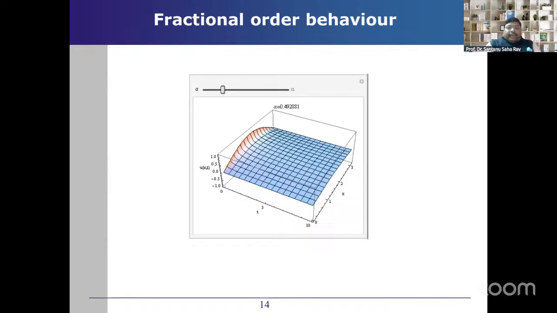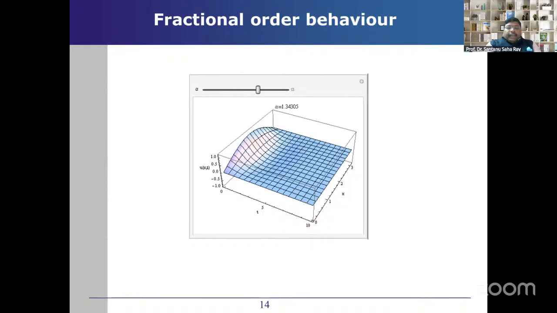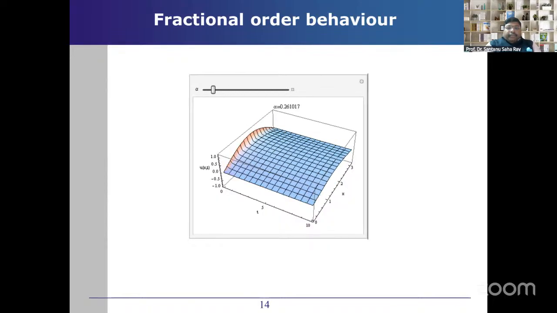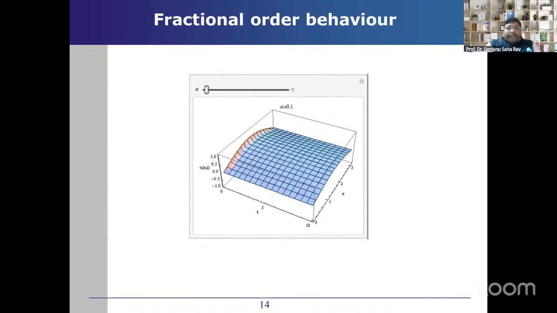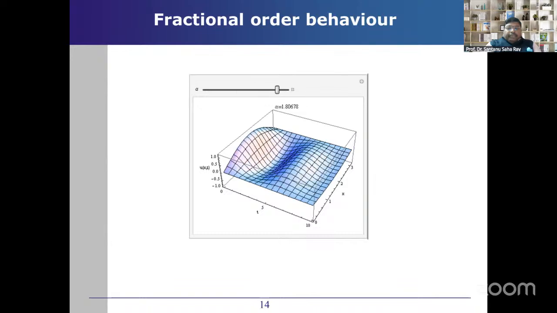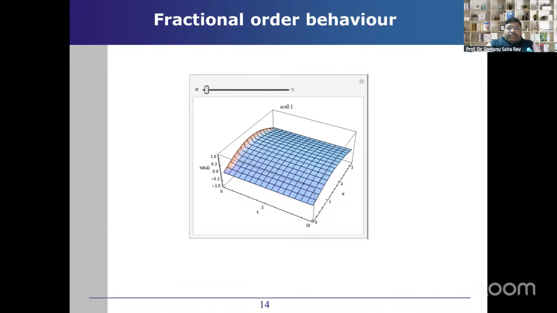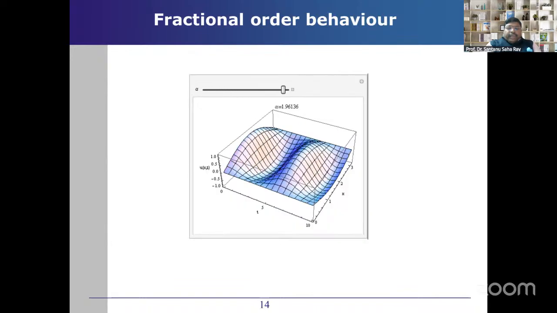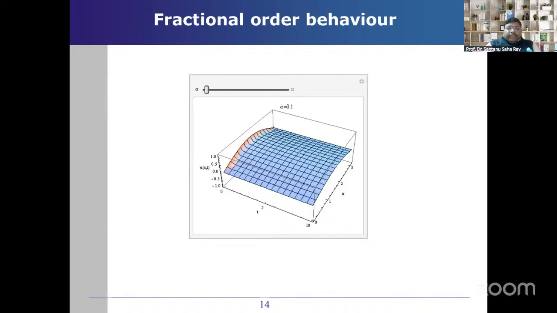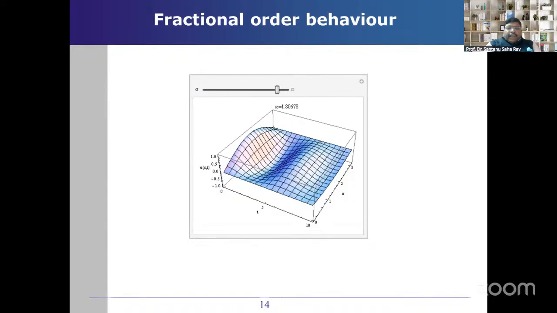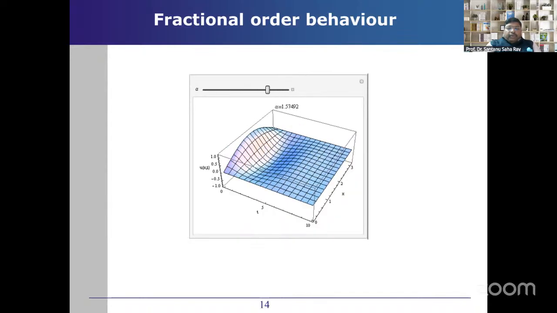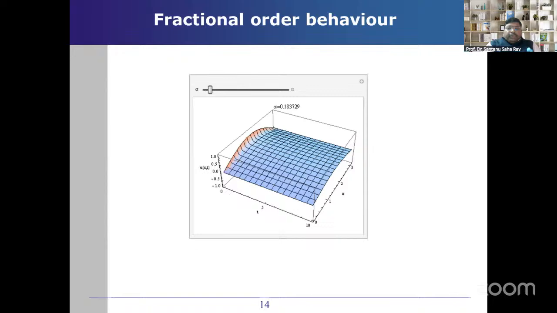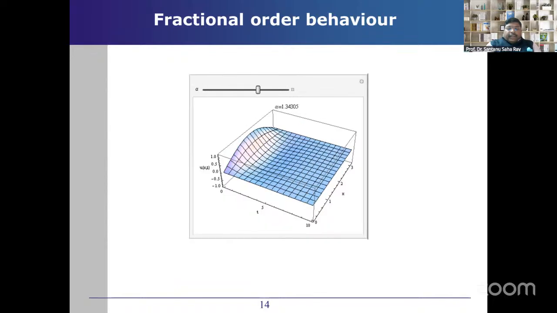So this animation figure represents the fractional order behavior of the nature of the solution. You can see that when alpha lies between 0 and 1, it shows diffusion behavior. And when alpha lies between 1 and 2, it shows the wavy nature.